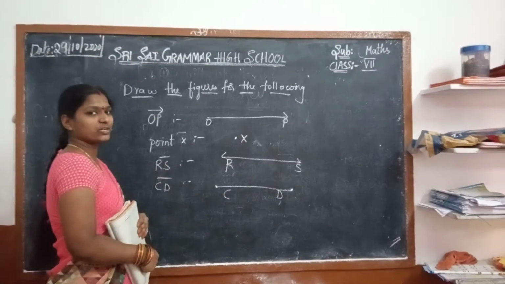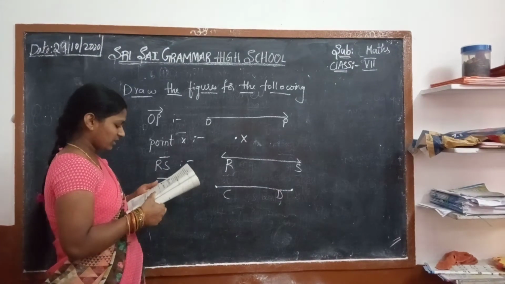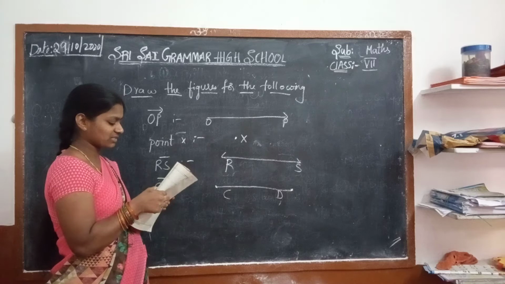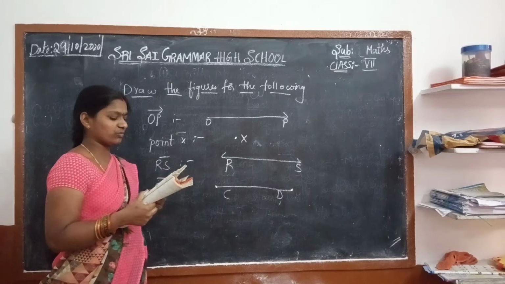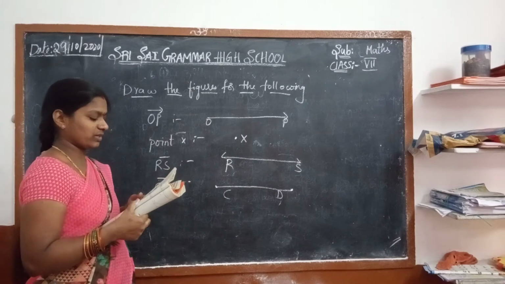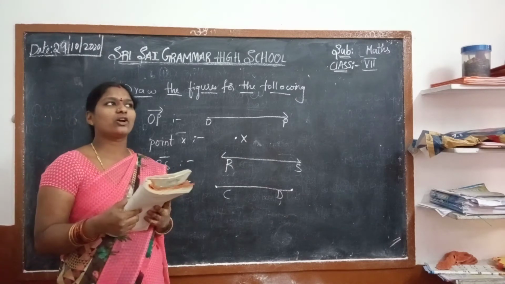Okay? Understood everyone? Now, let us move further. Exercise 6, that is the third one: give some examples of vertically opposite angles in your surroundings. What are vertically opposite angles?